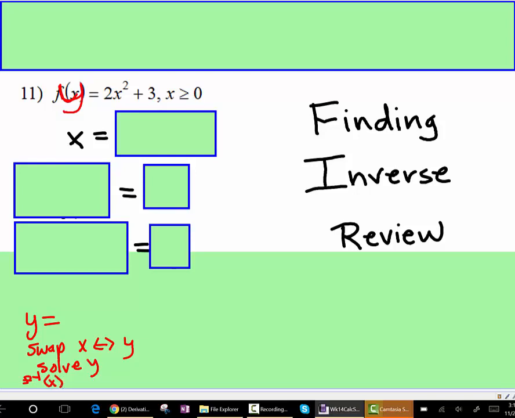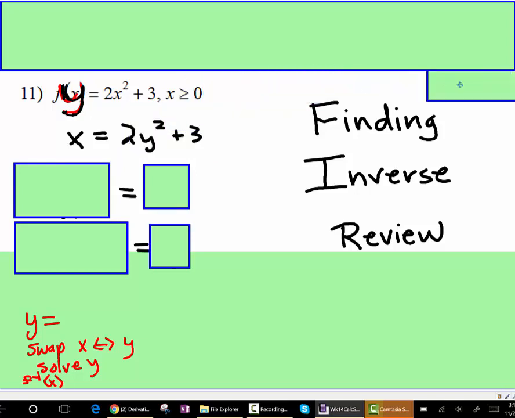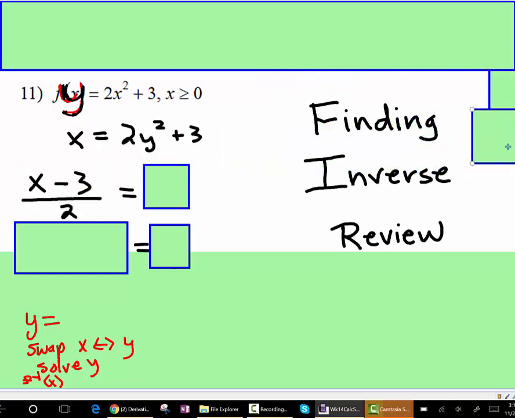So let's get started. So I rewrote this as y is equal to. And then I'm swapping the x's and the y's. So all I did right here is swap the x and the y, and now I'm going to get the y by itself. So I'm going to subtract a 3 from both sides. So I subtracted a 3, subtracted a 3, and that would have left this.